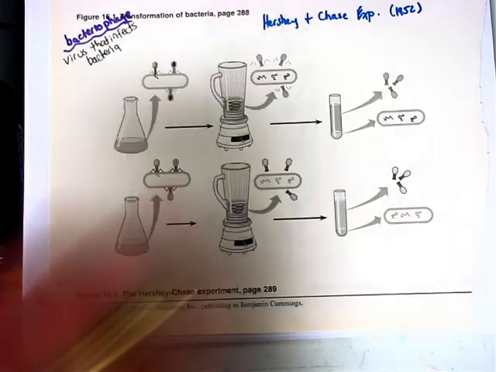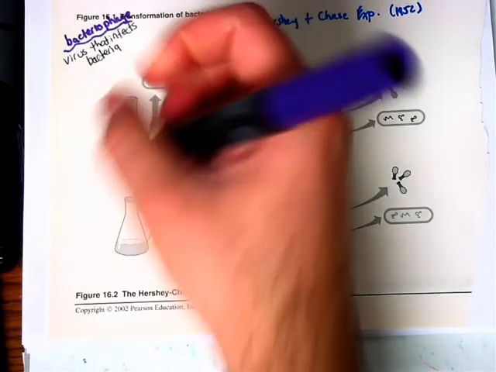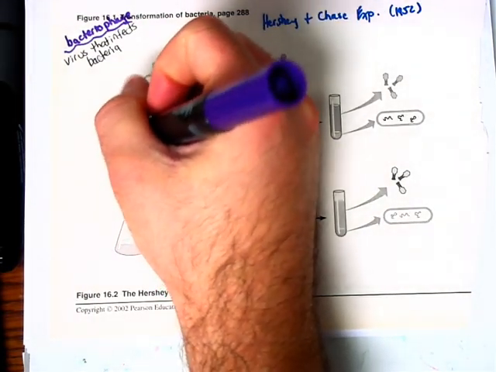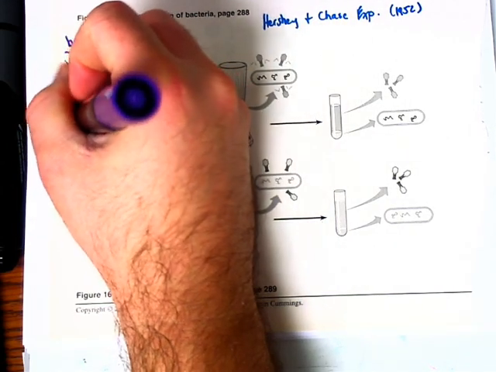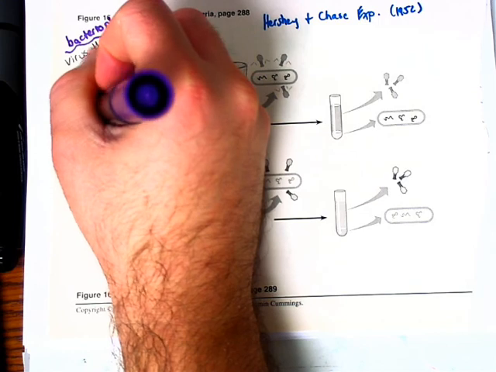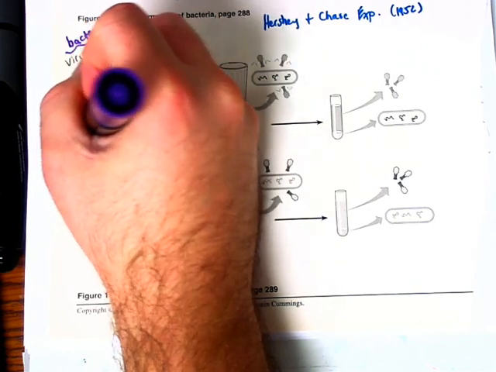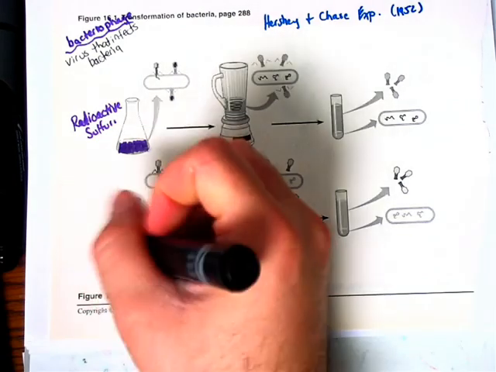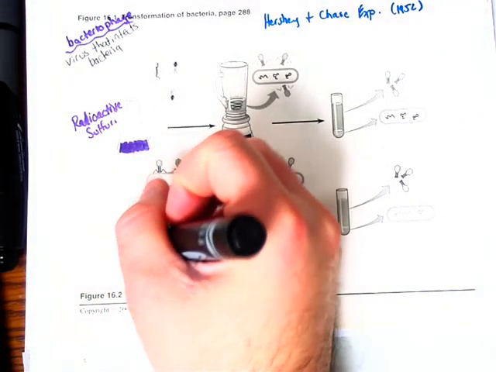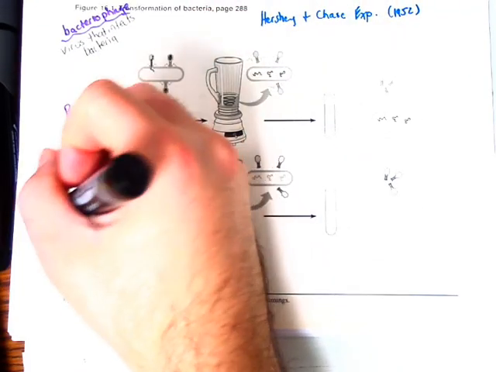What they had were two setups that were virtually identical, but in this top case they used an isotope of sulfur, so they used radioactive sulfur. In the bottom case, they used not radioactive sulfur, but radioactive phosphorus.